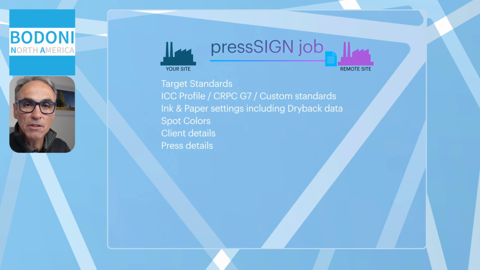Your press details can be shared as well, so that's helpful if you've got, let's say, a press of a certain type at two different sites. You can share that kind of information. However, you don't need to. You might have two different presses, but you can still share these target standards between the two sites, and a different press can produce the job to a satisfactory level, even though it's not being run on the same style of press, because your colours are all matched and your target standard is the same.